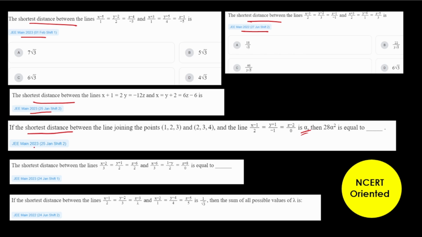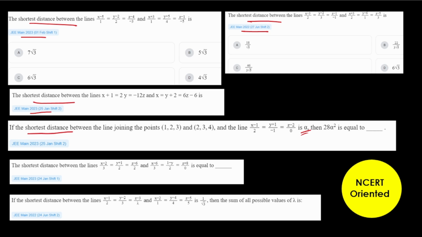You can see here, shortest distance between the two lines. Shift number 2 of 2023. These two questions were asked in the same shift. I'm telling you once again, these two questions were asked in the same shift of 25th January, shift number 2 of 2023. Getting the point, right? I've shown shortest distance between two lines, literally been asked everywhere. And this is absolutely an NCERT oriented question.